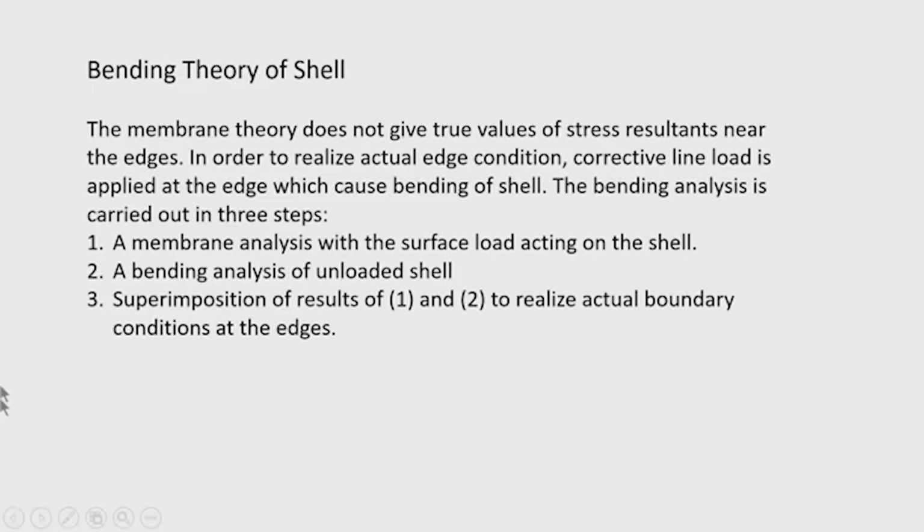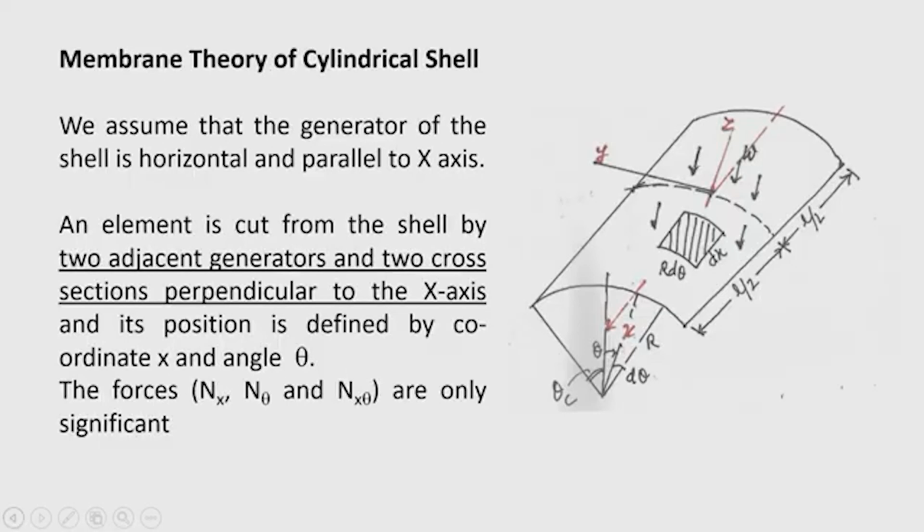So, bending analysis is necessary because of the edge disturbance, and edge disturbance results near the edges when a corrective load is applied. So, using these 2 results, that means superimposing the 2 results 1 and 2, we can get the actual boundary condition at the edges, and that will give you the correct analysis of the shell including the bending moment. Let us now go to the membrane theory of cylindrical shell to develop the differential equations of equilibrium.